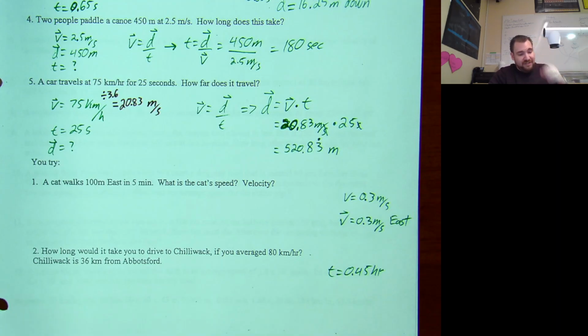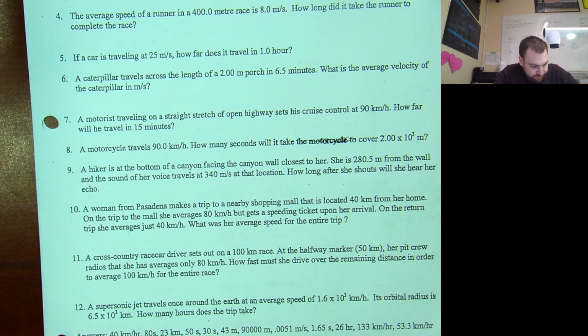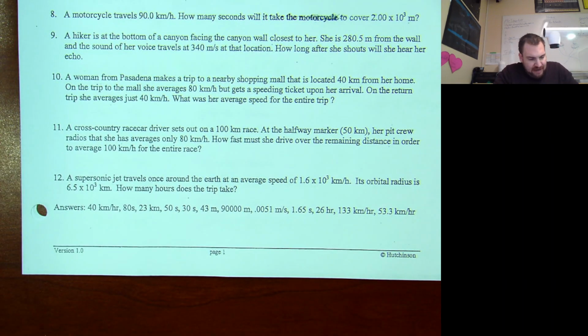And then when you've done that, I want you to flip the page and you're going to do a bunch of these. There's 12 questions there I want you to do. And the answers for these are on the bottom. And if I remember right, those answers are not in the correct order. Actually, in fact, I know they're not, because answer 12 is not 53.3 kilometers per hour, because it's asking for a time. So the answers are not in the correct order. So as long as you find the values there on the bottom.